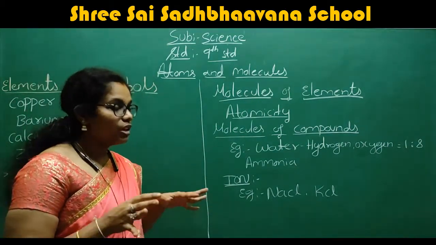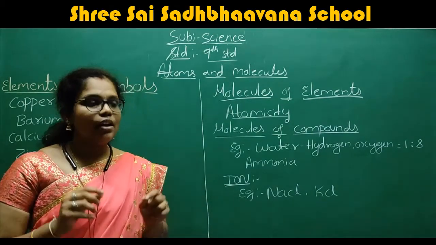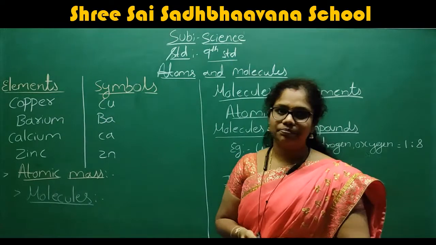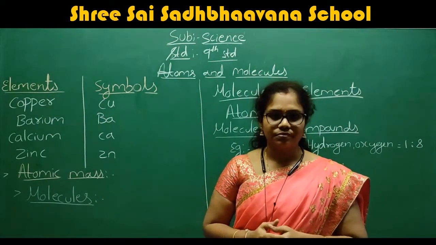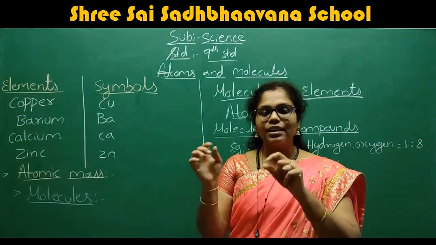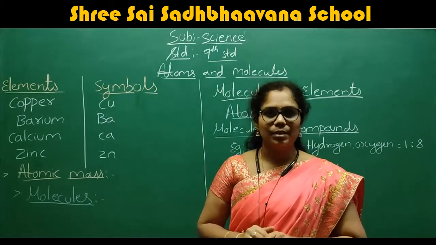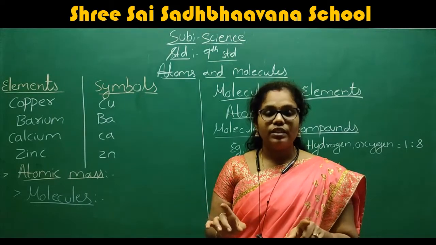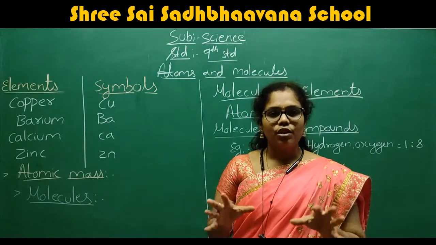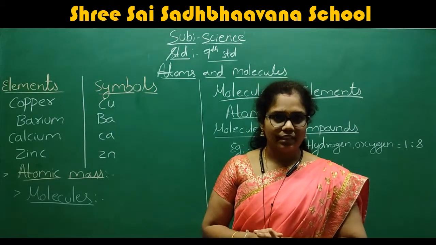The first important rule for writing the elements is that we take the first letter of the element to write the symbol. What is the first rule? We take the first letter of an element, and that should also be a capital letter.